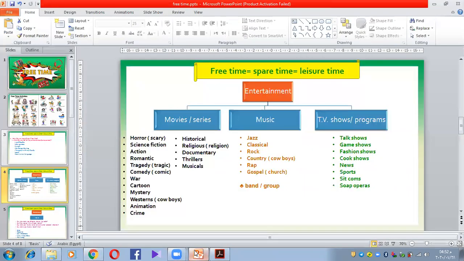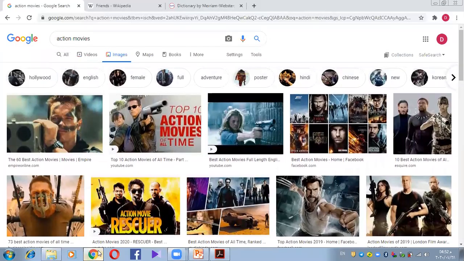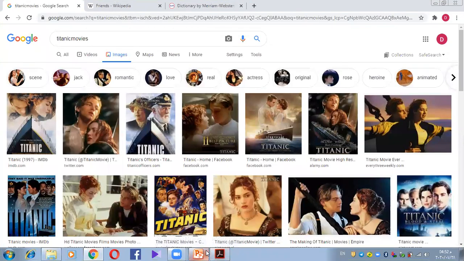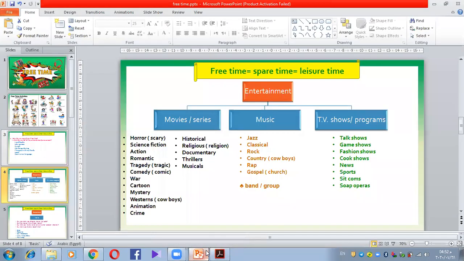The next one that we have, romantic. Romantic means love stories. So romantic movies have love stories inside, as we said.